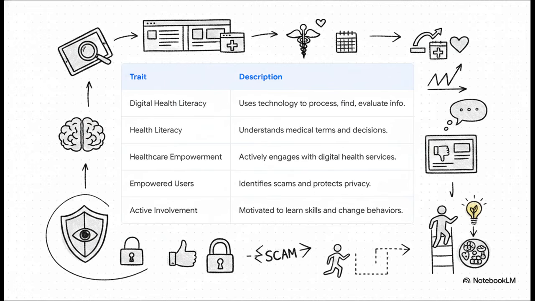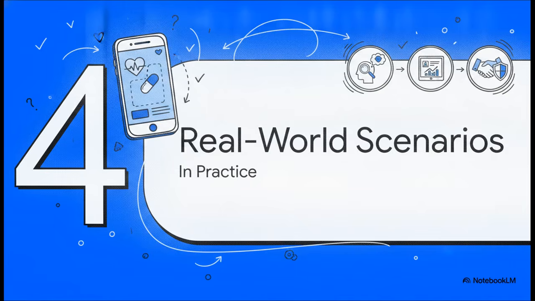Fourth, you are an empowered e-health user, and this one is huge. It means you feel safe, you strictly protect your privacy, and you can spot a shady online health scam from a mile away. And fifth, active involvement. You are actually motivated to learn new skills and adjust your lifestyle based on what you learn. These 5 traits basically build on each other to make you a super savvy digital citizen. Let's actually see how these traits play out in action as we dive into Section 4, Real-World Health Scenarios.